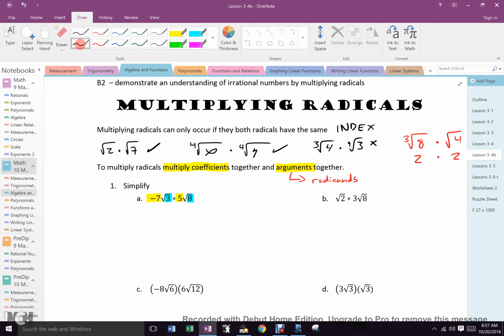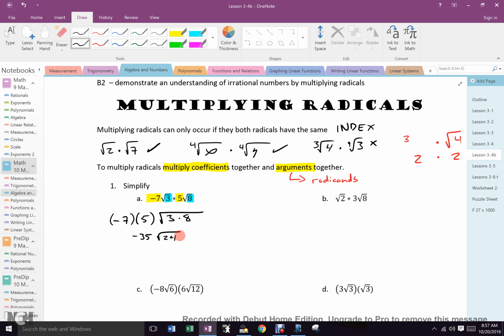Now guys, I'm going to actually write it out. Okay? And I recommend for these first couple you do too, so you get it in your head. You with me? So this is technically -7 times 5, and then the root of 3 times 8. Everybody cool with that? Coefficients together, arguments together. Yes? What is -7 times 5? -35. What is 3 times 8? 24. Now, is that the right answer?